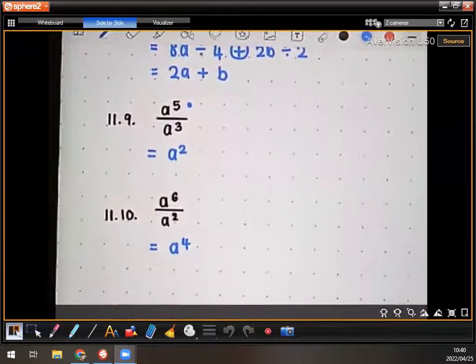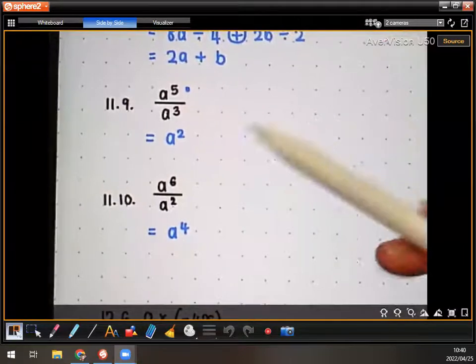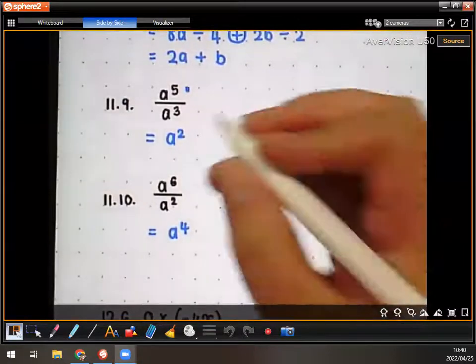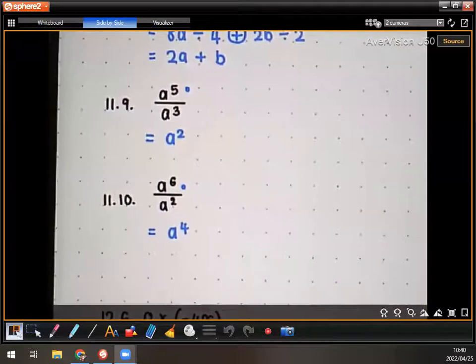All right. Same for 11.10, 6 A's at the top, 2 A's at the bottom. Again, I have more A's at the top. So when I cancel out the 2 A's at the bottom with 2 of the 6 A's at the top, I'm going to be left with 4 at the top. Okay, so again, this would be over 1, but we don't write that over 1.